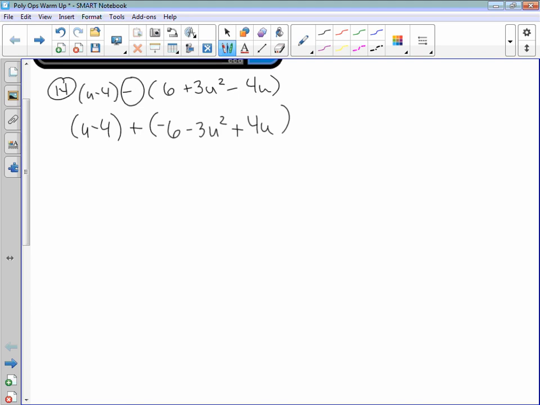So all we're really doing is combining like terms here. So u is going to combine with 4u. Since it's plus, now it's easy. u plus 4u is 5u. Negative 4 is going to combine with a negative 6. Since I'm adding, that's negative 10. So I can either write plus negative 10 or minus 10. Good question, Karina? Sure.